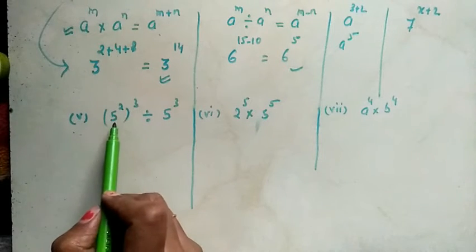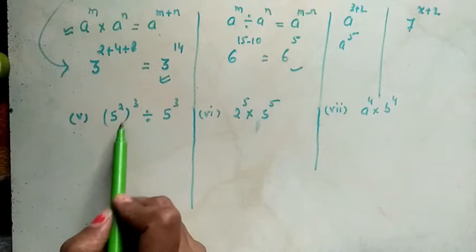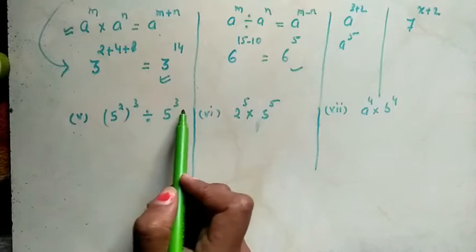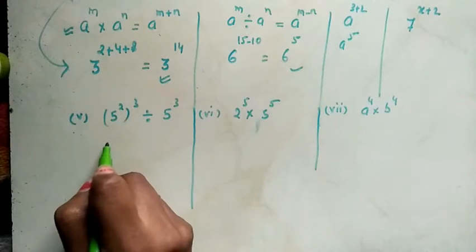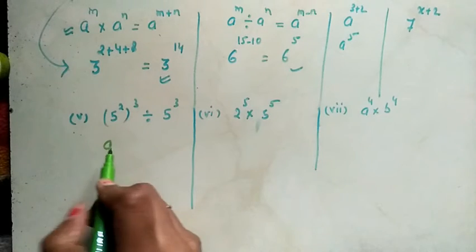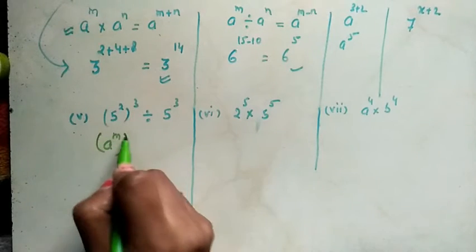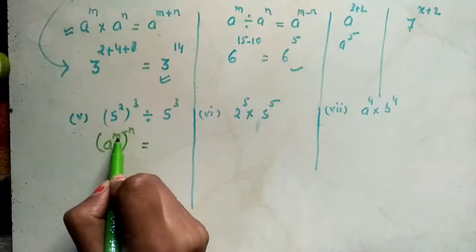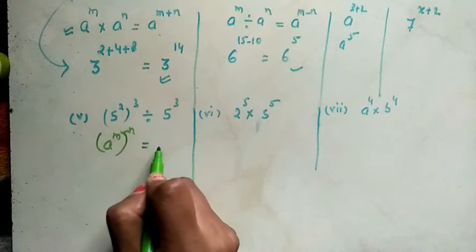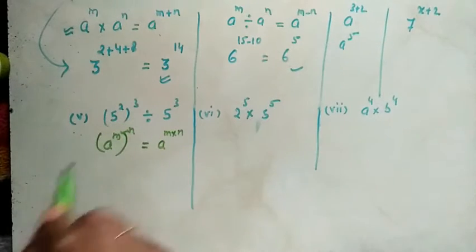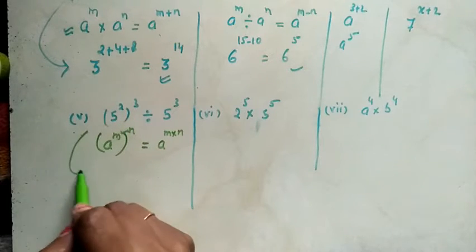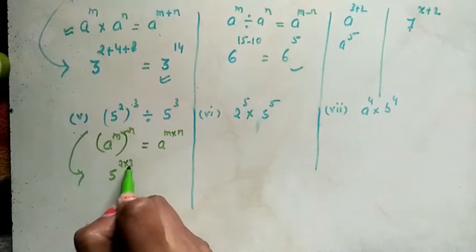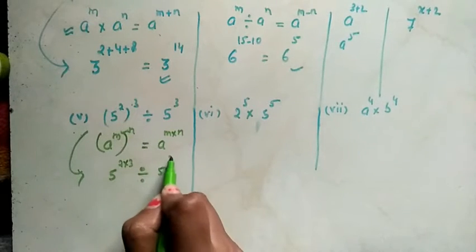Now the fifth part, 5 squared whole power 3 into 5 to the power 3 divided by 5 to the power 3. So at first we solve this. Whenever you see this type of number, that is a to the power m whole power n, then what happens is that both of these are powers, and they get multiplied with each other. That is a to the power m into n. So at first we apply this formula, that is 5 to the power 2 into 3, divided by 5 to the power 3.